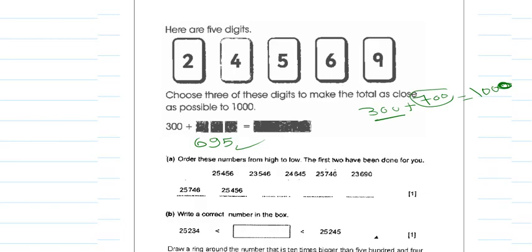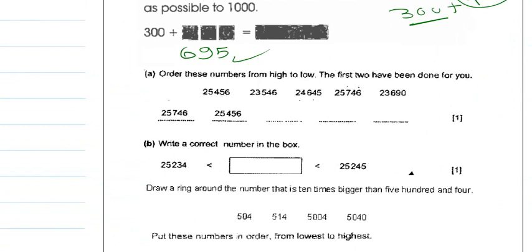Order these numbers from high to low. The first two have been done for you. First, let's cancel the first two. 25,746. 25,456. Then we have three numbers left. 24,645, 23,546, 23,690. We will write the numbers from greatest to smallest.